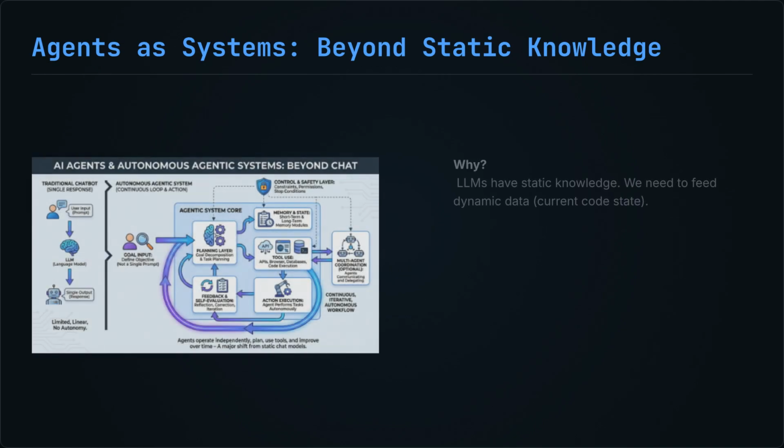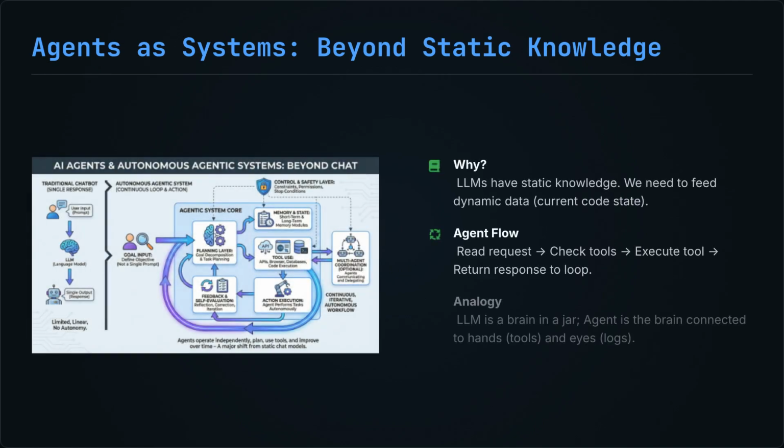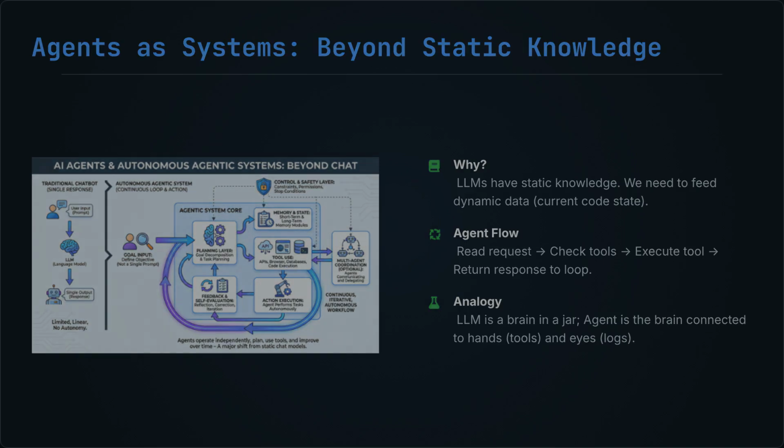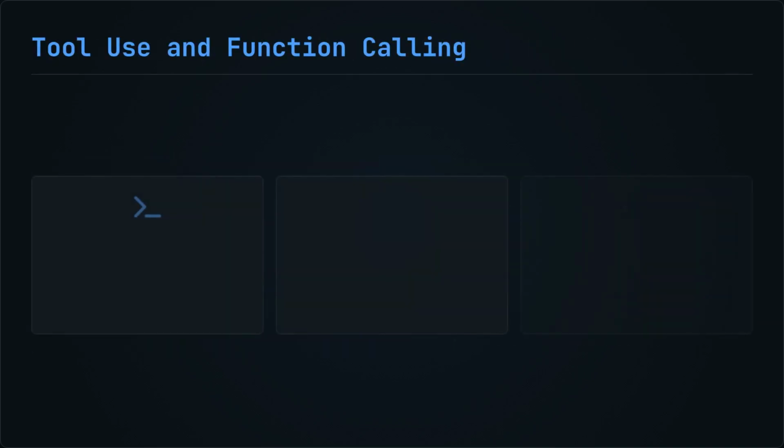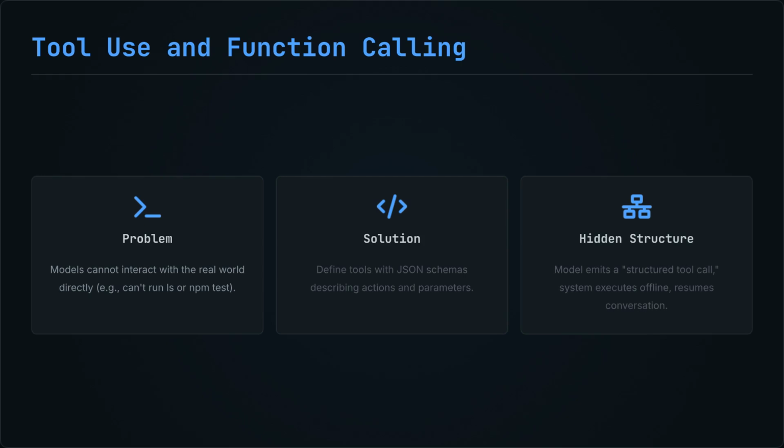Agents move beyond static knowledge by connecting the LLM brain to tools and dynamic data. The agent flow involves reading a request, checking tools, executing them, and returning a response in a loop. Tool use and function calling solve the problem of models not being able to interact with the real world, such as running an NPM test. We define tools with JSON schemas, and the model emits a structured tool call.